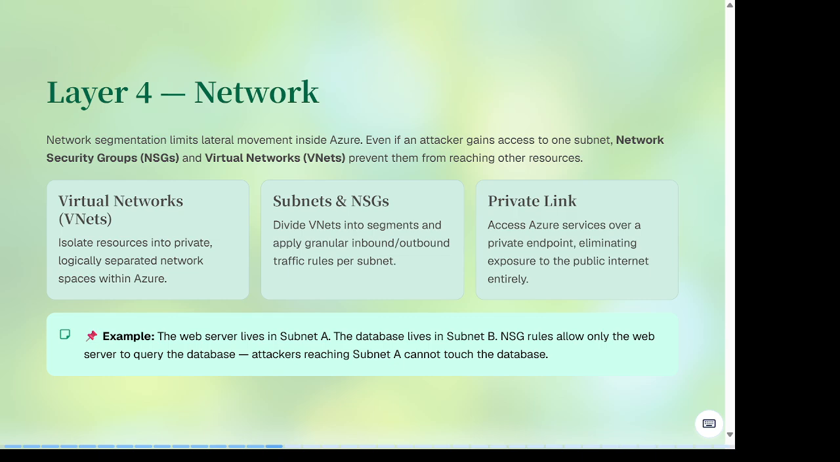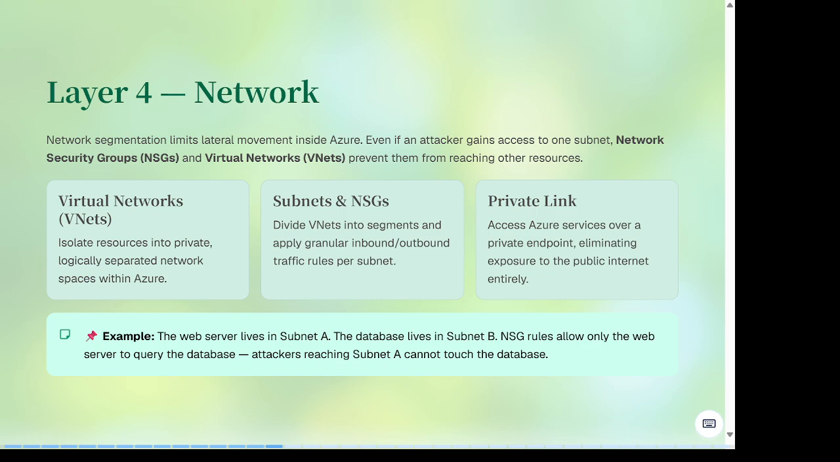Subnets and NSGs inside a virtual network. You can create subnets. Subnets divide your network into smaller segments. Now, to control traffic, Azure uses network security groups, NSGs. NSGs act like traffic rules. They decide what traffic is allowed in, what traffic is allowed out, and which ports and protocols can communicate. So instead of trusting everything inside the network, Azure enforces strict rules at every level.